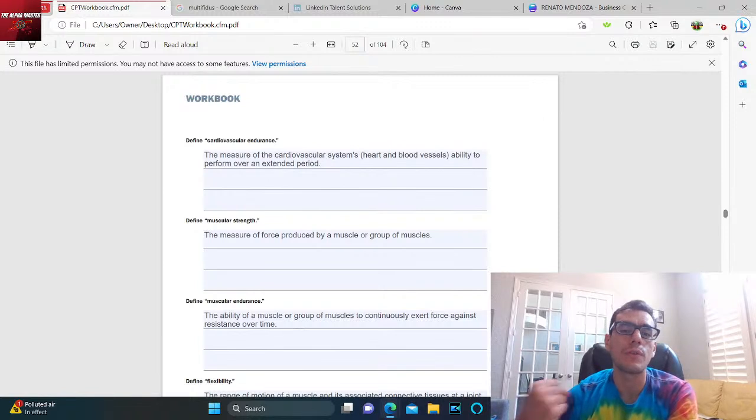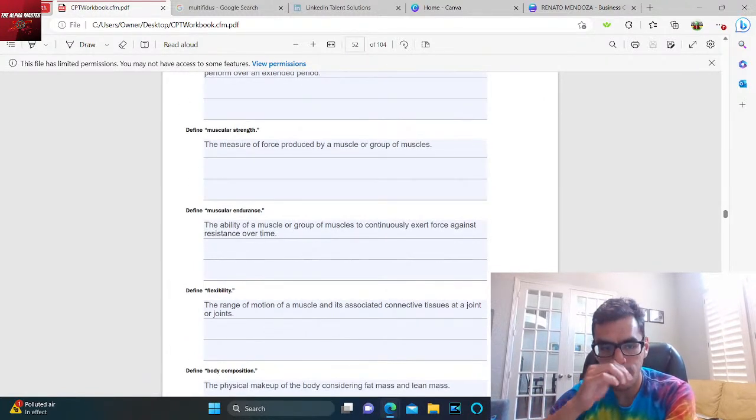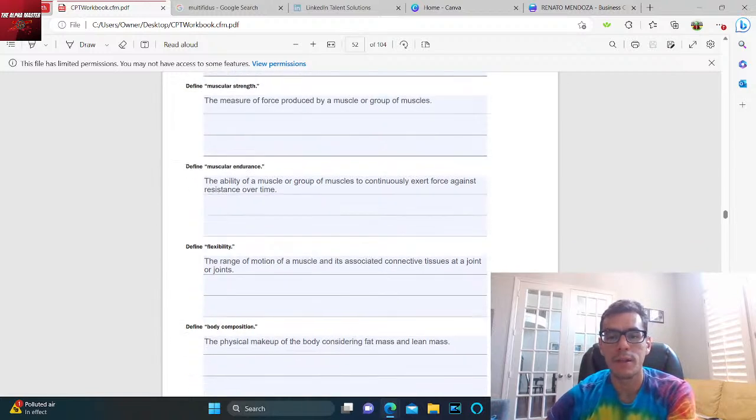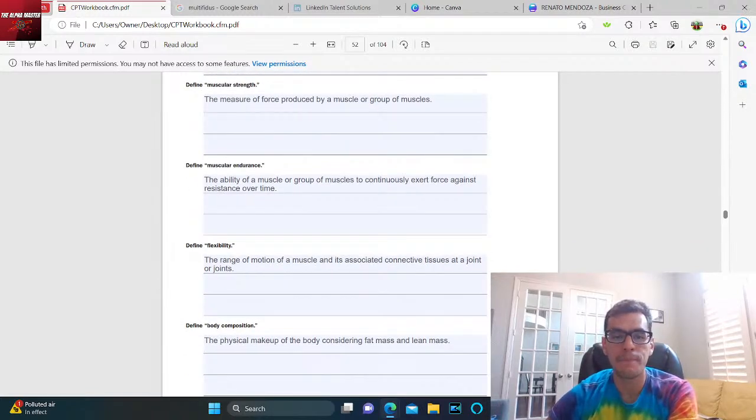Muscular strength is the measure of force produced by a muscle or group of muscles. Muscular endurance is the ability of a muscle or group of muscles to continuously exert force against resistance over time.